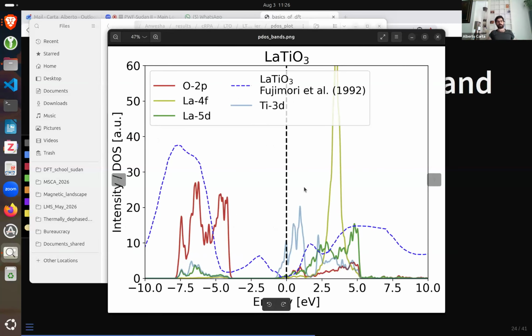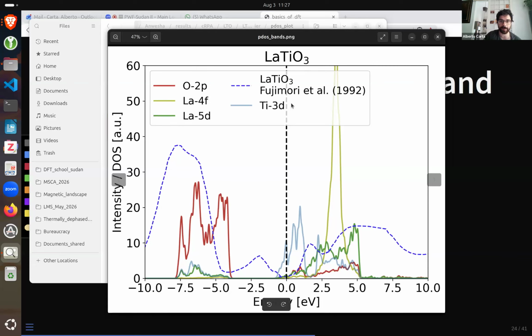So this is maybe a more complicated example. This is for lanthanum titanium O3. So the material is called lanthanum titanium O3. We have 3 types of atoms in this material, and in this case part of the density of states is going to be majority oxygen, as you can see here. So the oxygen 2p are concentrated here, and here.